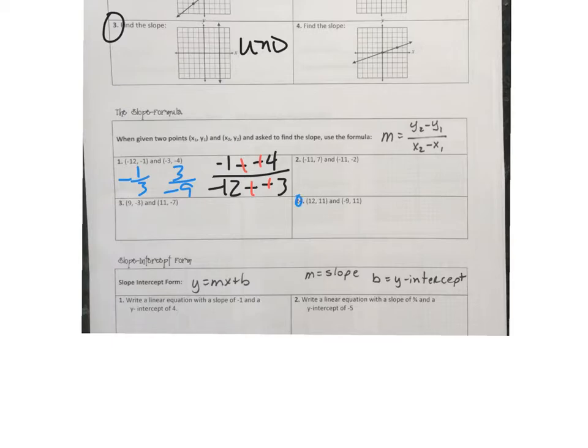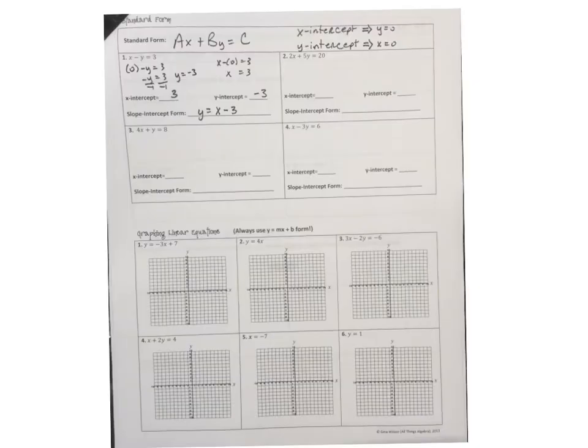Sorry, that's a typo. Down below, slope-intercept form. M is your slope, B is your y-intercept. Create the equation. And on the last page, here is standard form, ax plus by equals c. Remember, in your x-intercept, you plug in 0 for y and solve for x. For your y-intercept, you plug in 0 for x, you solve for y. And that's what I did to both of these.